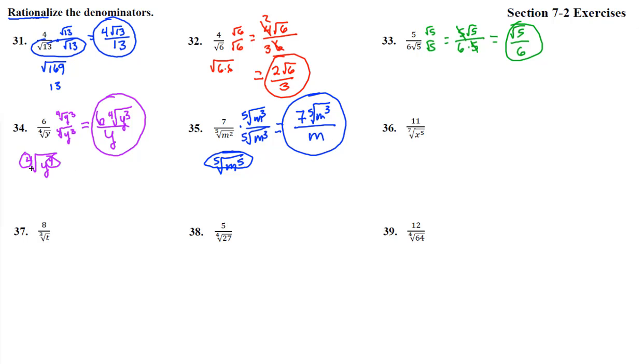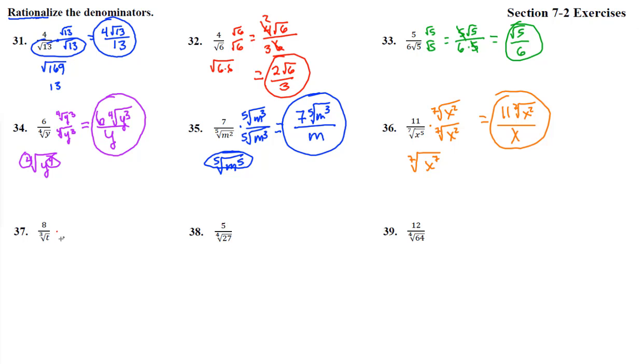All right, number 36. We need a perfect 7th in here, so we need 2 more. Multiply by the 7th root of x squared over the 7th root of x squared. So we get 11 7th roots of x squared over, in slow motion, the 7th root of x to the 5th times x squared gives us x to the 7th, becomes just an x. No unsimplified radical on the bottom. Love it.